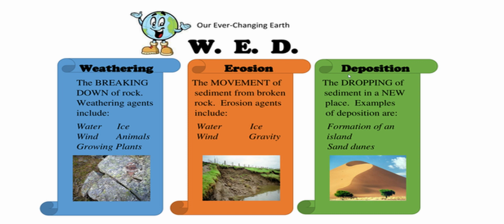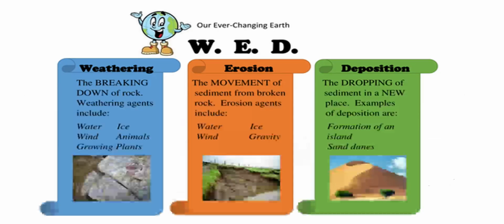And finally, deposition is the dropping or depositing of those broken sediments or broken pieces of rock, after it has been weathered and eroded away, to a new place. So, deposition is the dropping of sediment in a new place. Examples of deposition are the formation of island sand dunes. Sand dunes are places where sand has been deposited or dropped off after it has been weathered or broken down and eroded, moved away somewhere else.